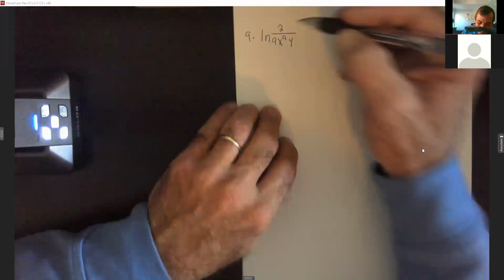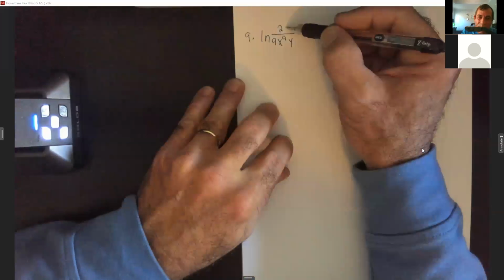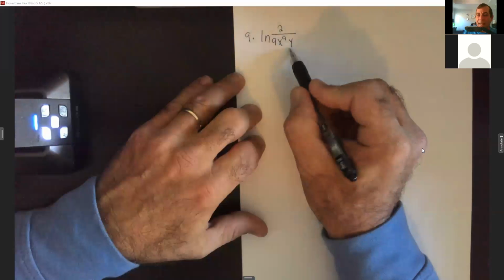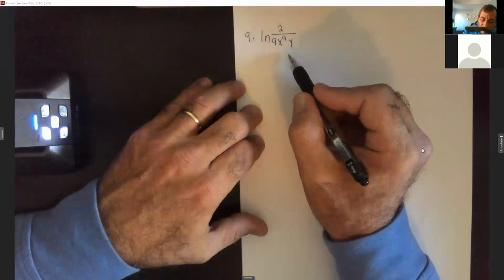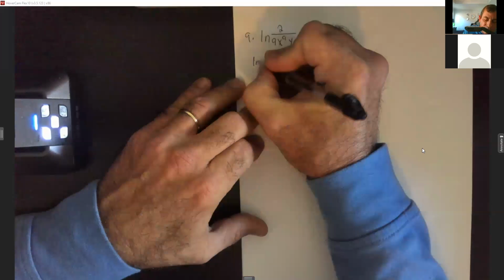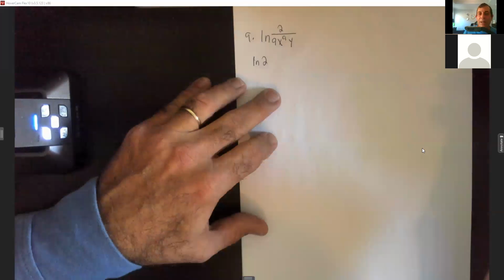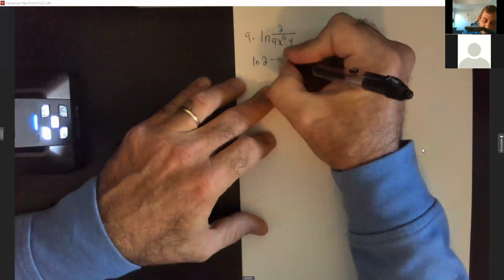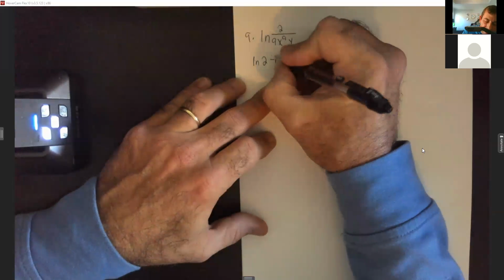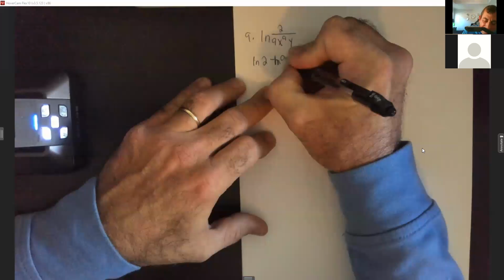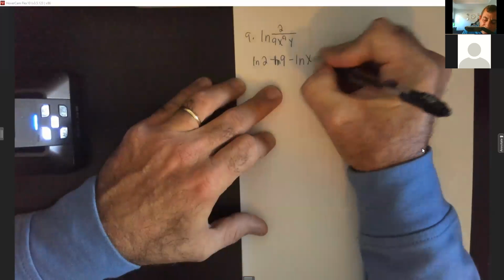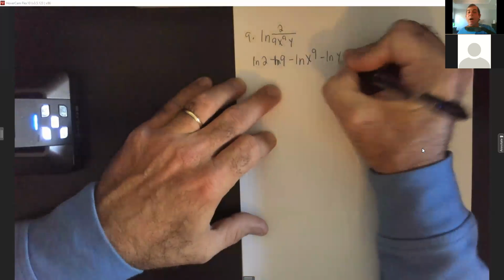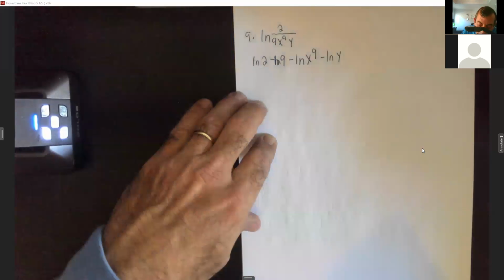All right, so here's the thing. If they're on top, I'm going to keep them positive. And these 3 factors that are on the bottom will all be subtracted when I rewrite this, okay? So I'm going to do my ln of 2, because 2 is the only thing on top. It's the only one going to be positive at this point. And then we'll do ln of 9 minus the ln of x to the 9th minus the ln of y. So that's the ln right there.